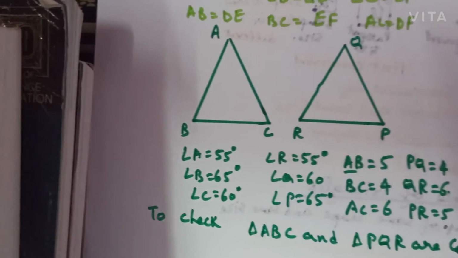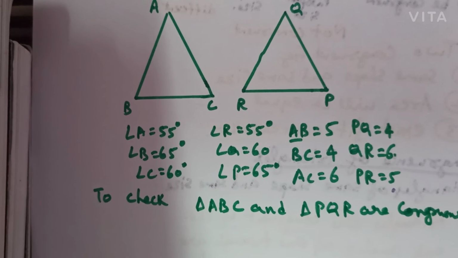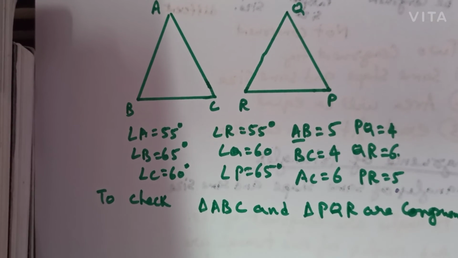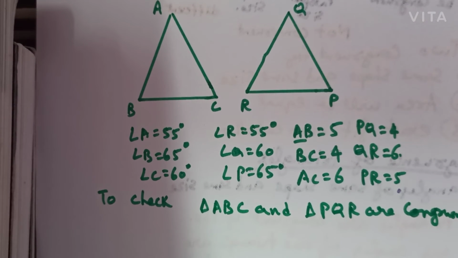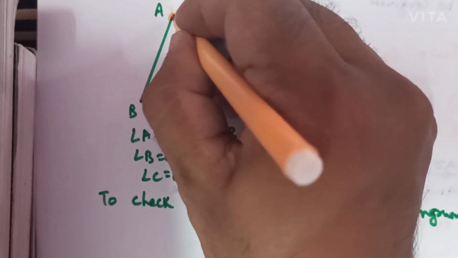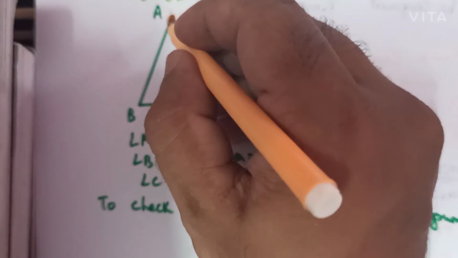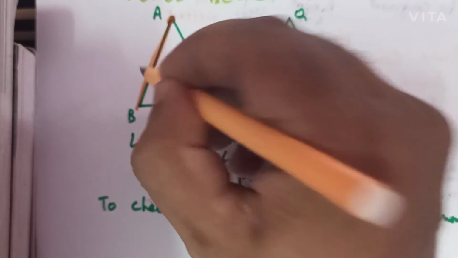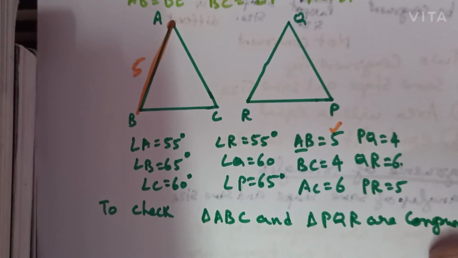How can the congruency of the two triangles be checked? For that, we'll start from a point in triangle ABC. Let's say we are starting from point A, and we are moving towards point B. So AB is given how much? AB is given 5.